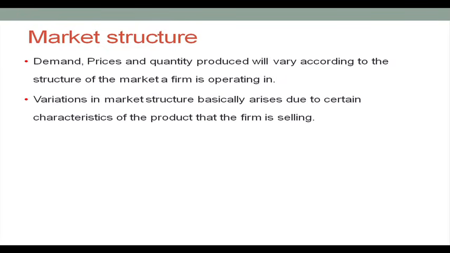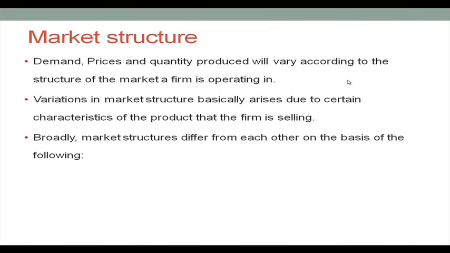Variations in market structure arise due to certain characteristics of the product that the firm is selling. We are going to see that market structures are different because of some characteristic of the nature of the product. It's inherent in the product itself, which decides what kind of market structure the product will be sold in. So broadly, very broadly, we are going to see that market structures differ from each other on the basis of the following.